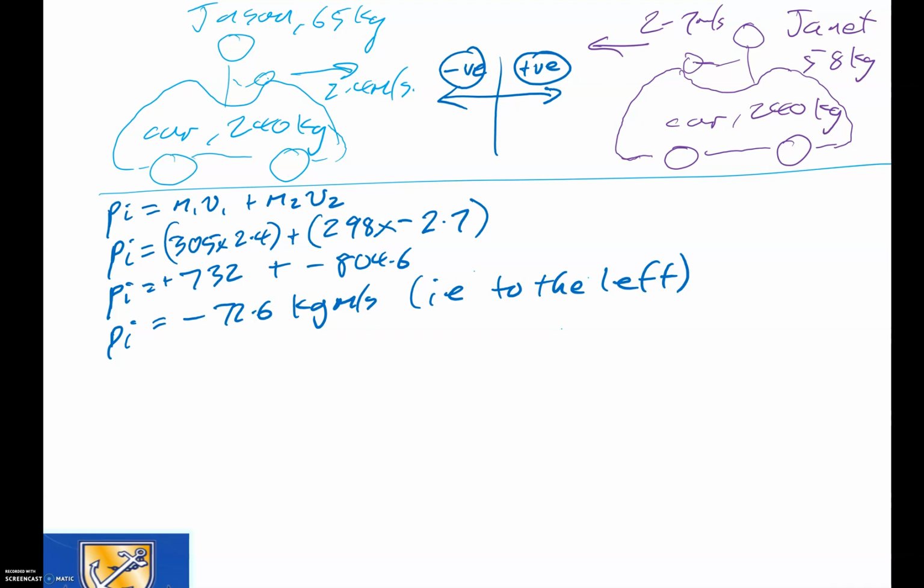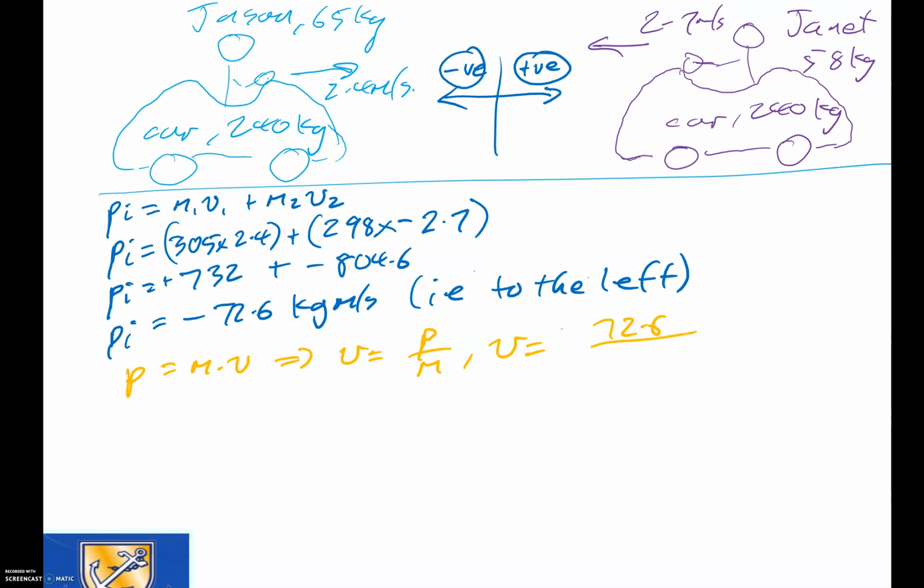Now we're going to find the final velocity of the whole thing. We're asked to do that. So what I'm going to do here is the momentum is equal to mass times velocity. That would mean that the velocity is equal to the momentum divided by the mass. So the velocity will be equal to 72.6. I can use the positive now because I've decided it's going to the left, divided by the total mass.